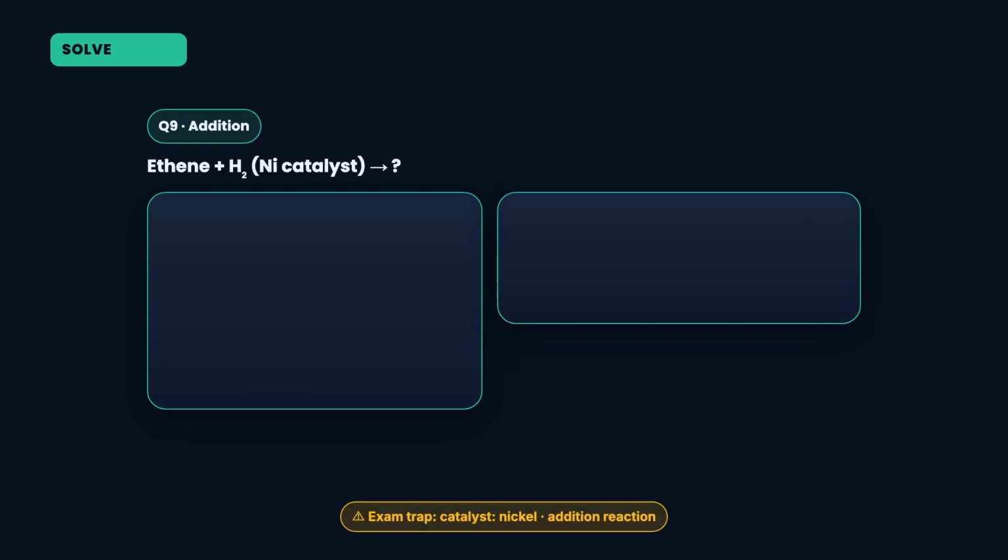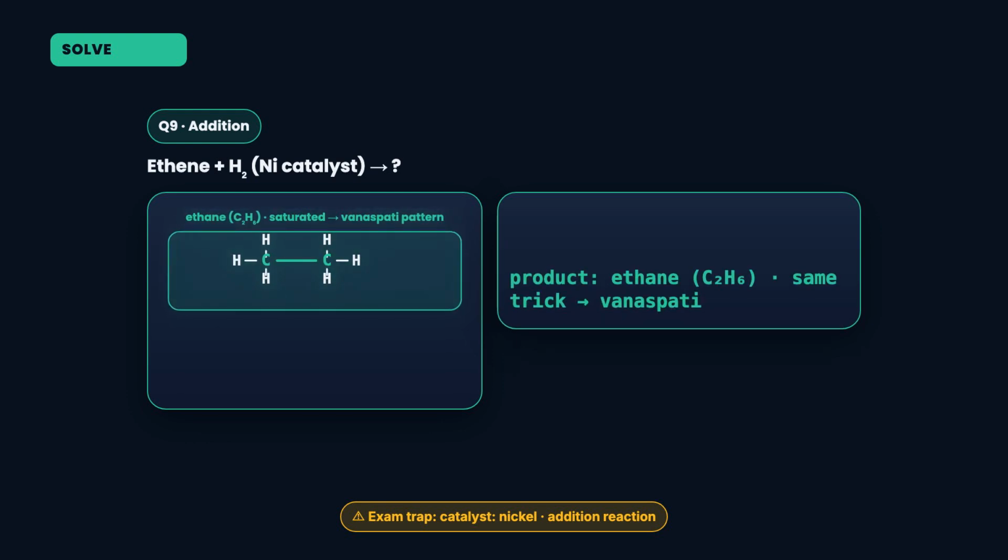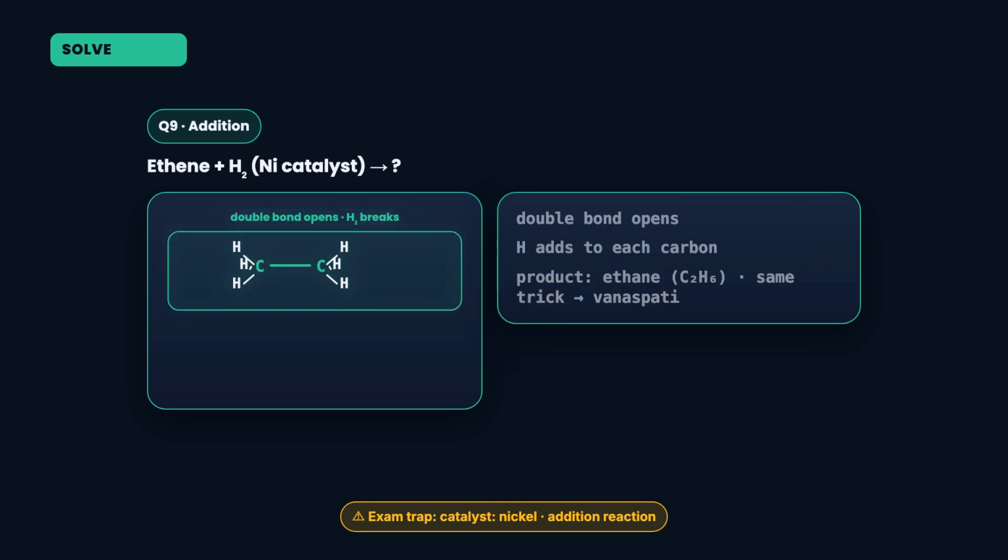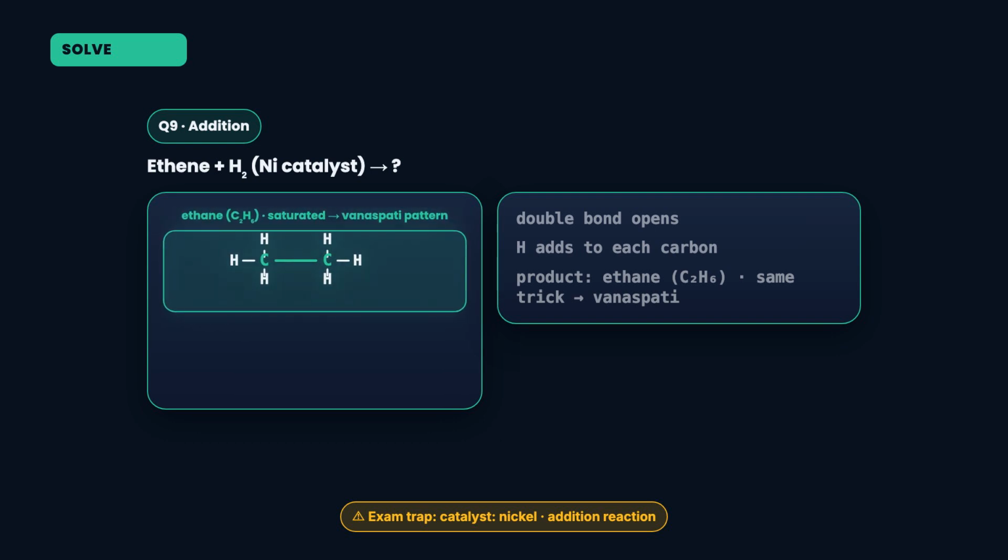9. Ethene plus hydrogen in the presence of nickel catalyst gives ethane. The double bond opens, 2 hydrogens add, 1 to each carbon. This is an addition reaction. The same trick is used to harden vegetable oils into vanaspati.